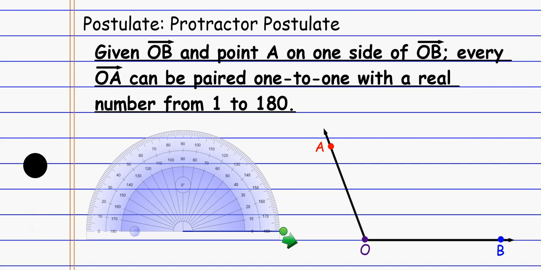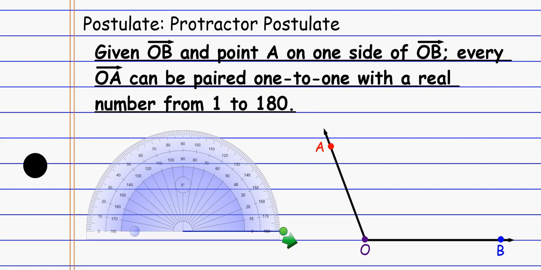And just like the ruler postulate was basically saying, hey, we can fit these to a measurement and measure the distance, here the protractor postulate is basically saying, hey, we can fit these things to a measurement system so that I can measure it, but now we measure it in terms of angle, in terms of degrees. So that's how we measure the angles.